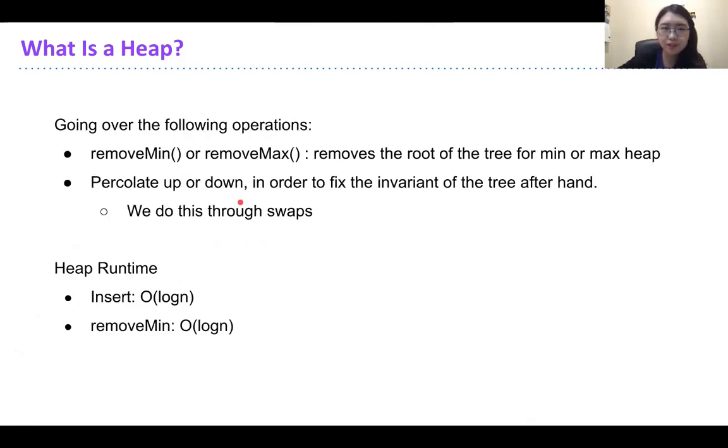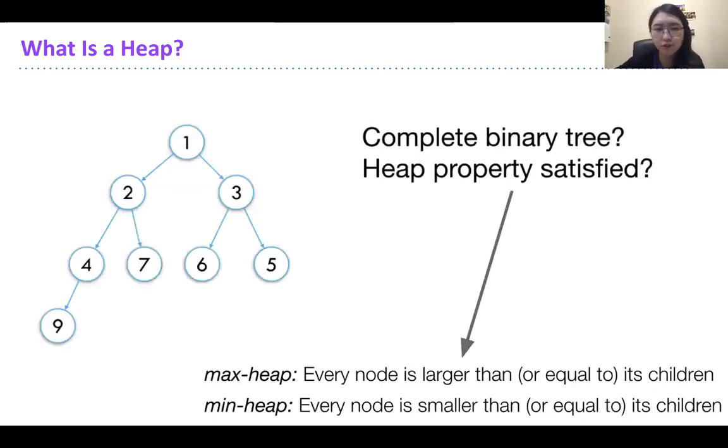In order to truly understand what a heap is, we need to understand some key operations as well. The first is remove min or remove max. It removes the root of the tree for a min or max heap. So for example, this root is 1. Because this is a min heap, the very first element, the root, will be 1. When we call remove min, we are going to remove 1.